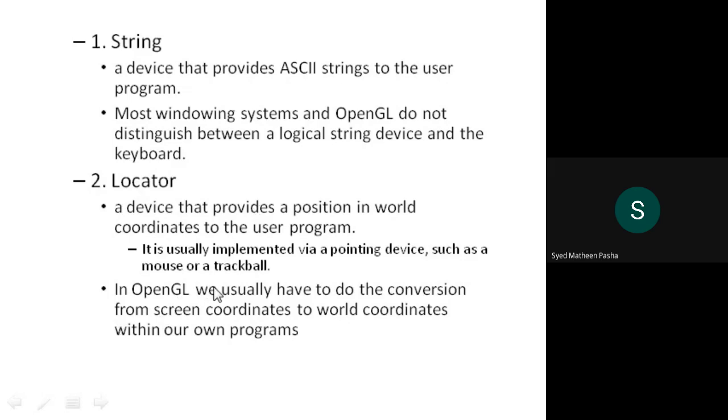In OpenGL, we usually have to do the conversion from screen coordinates to world coordinates within our own programs. We have seen how to convert screen coordinates to world coordinates in programs. One example is a cube program where you draw a cube, then rotate the cube with respect to different axes, and then fill it with some colors. So these are some of the examples where a locator can be used.